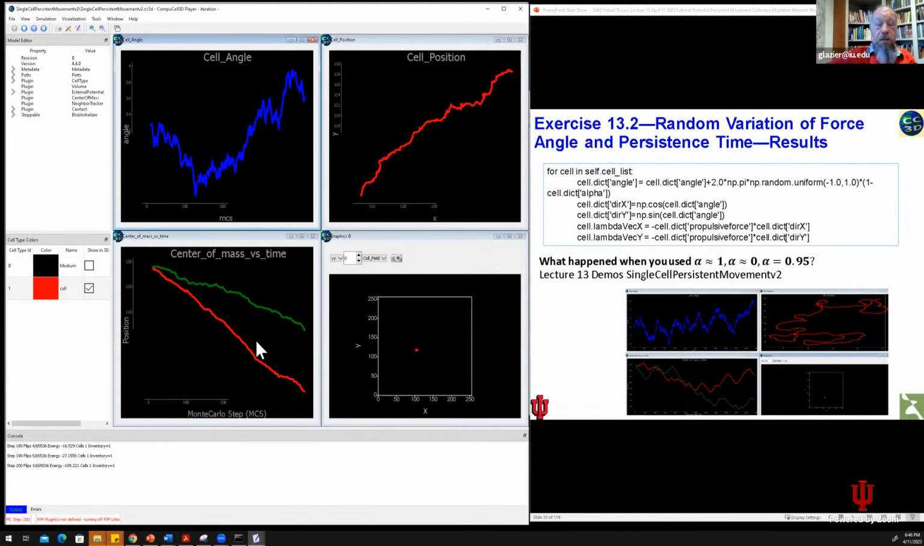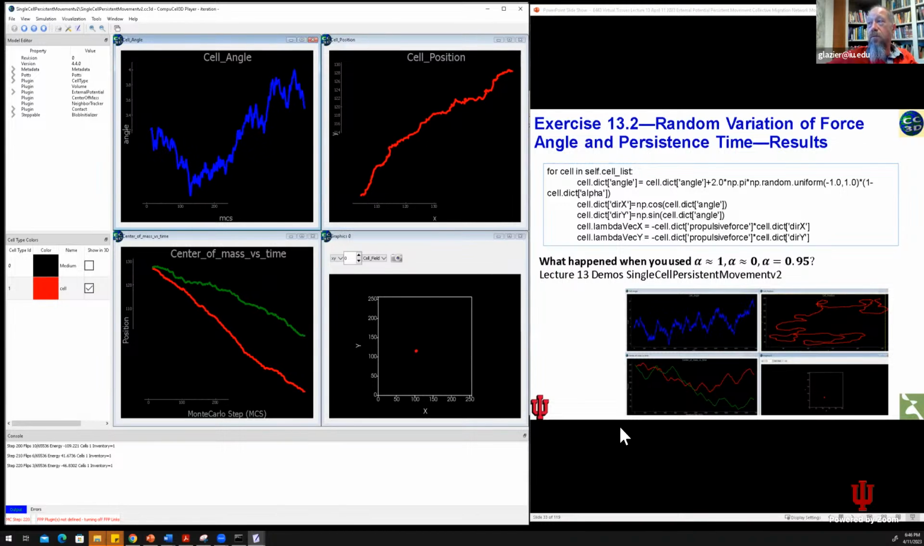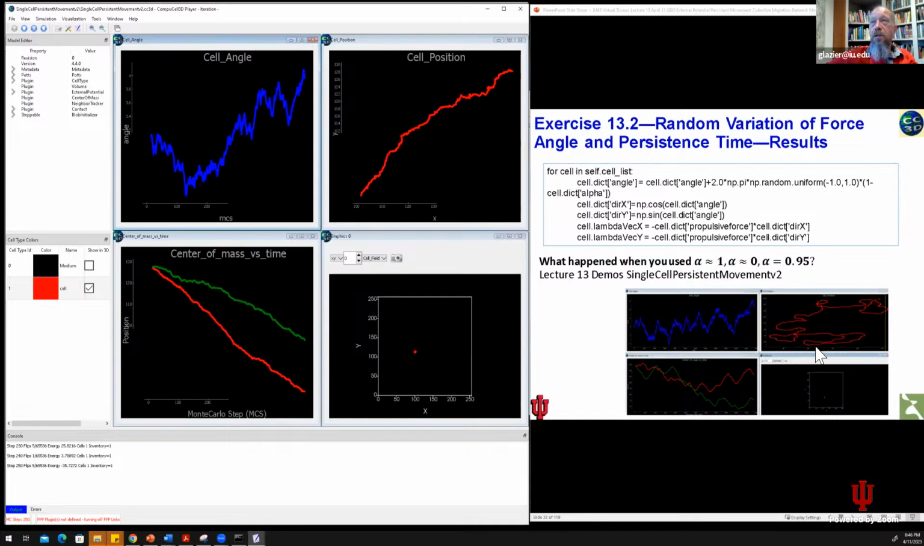So that could be a nice exercise for people to play with. You do have to wait a bit of time for it to show its behavior, but you should be able to get something that looks like that, where the cell looks like a string, a coiled string. The trajectory of the cell looks like a coiled string.